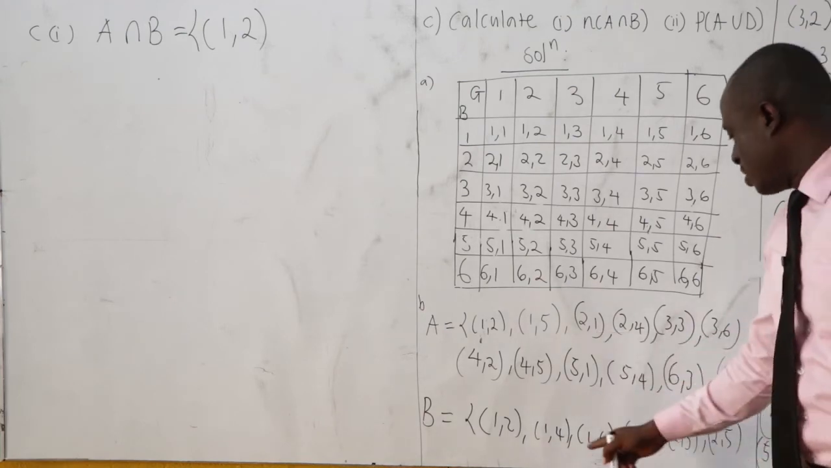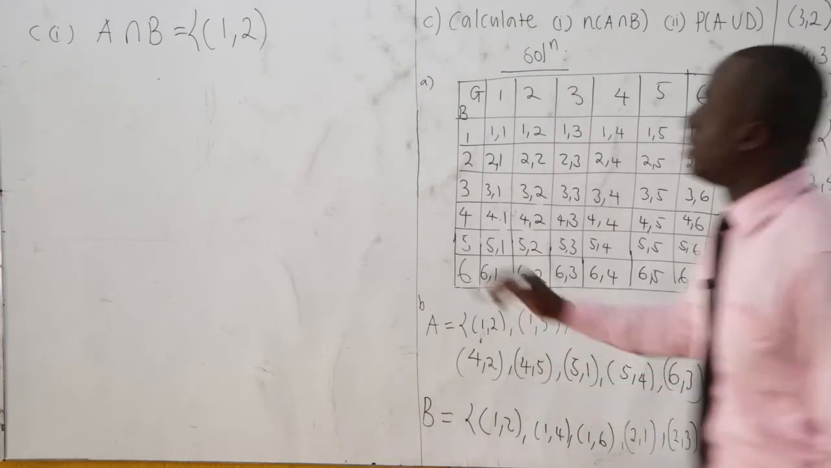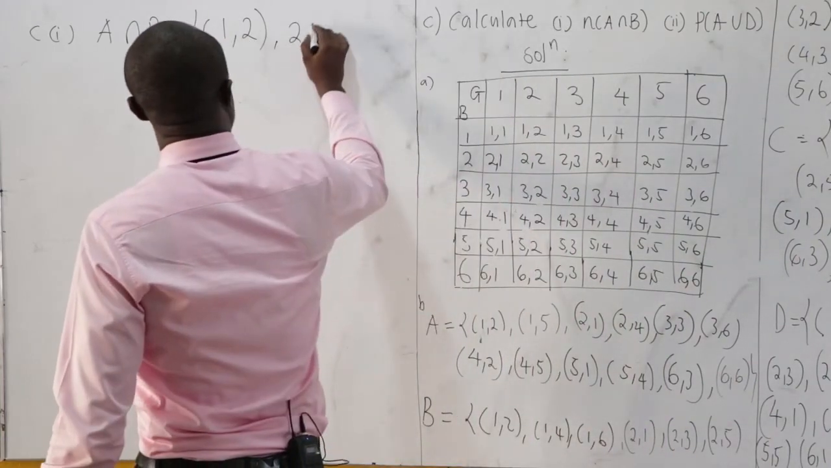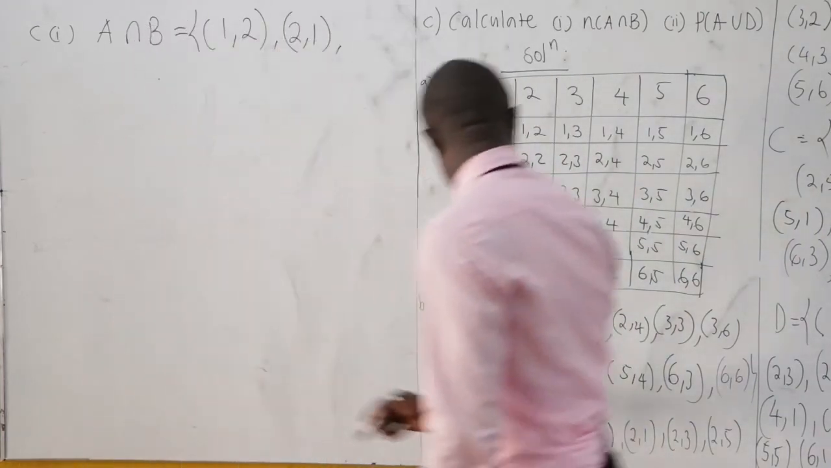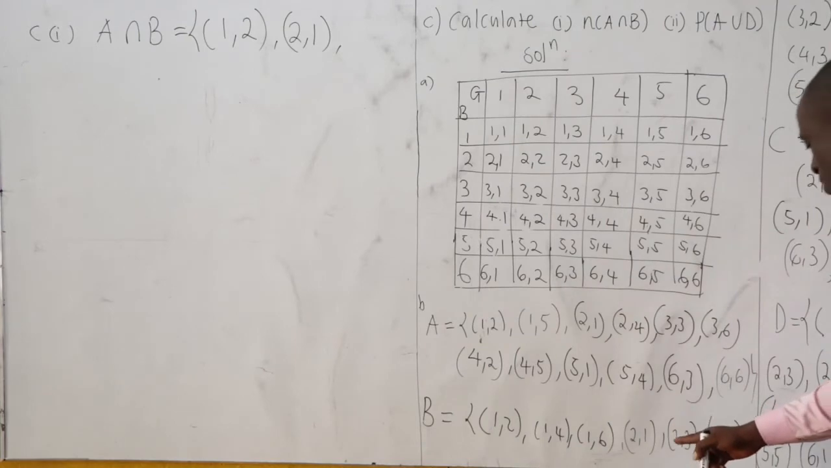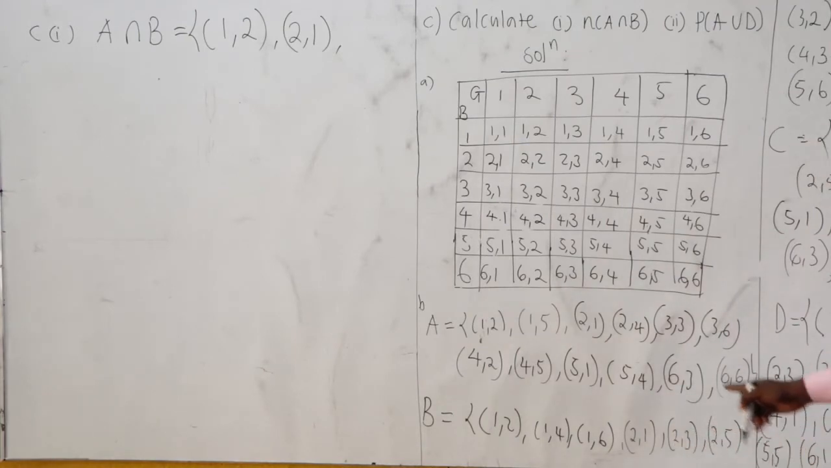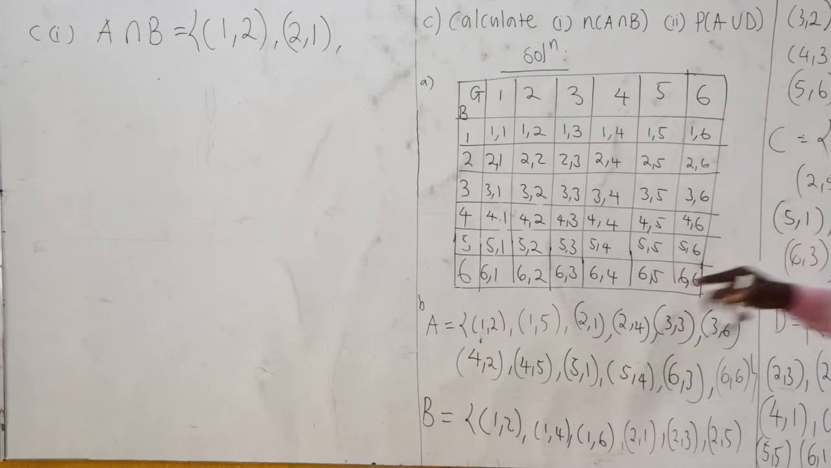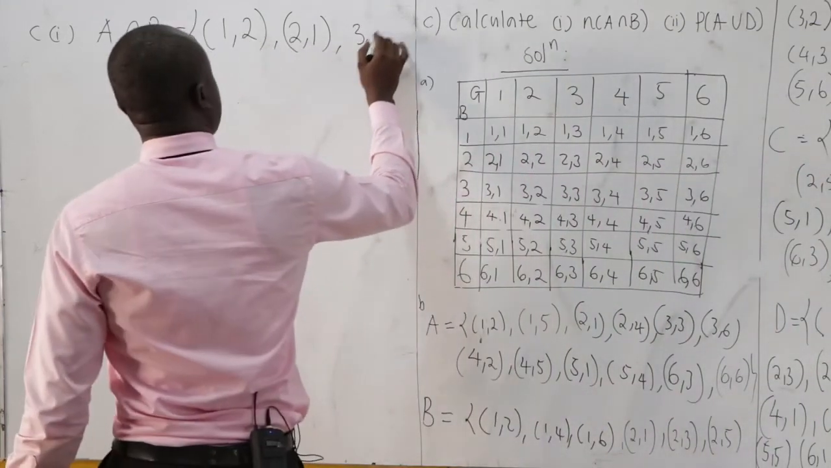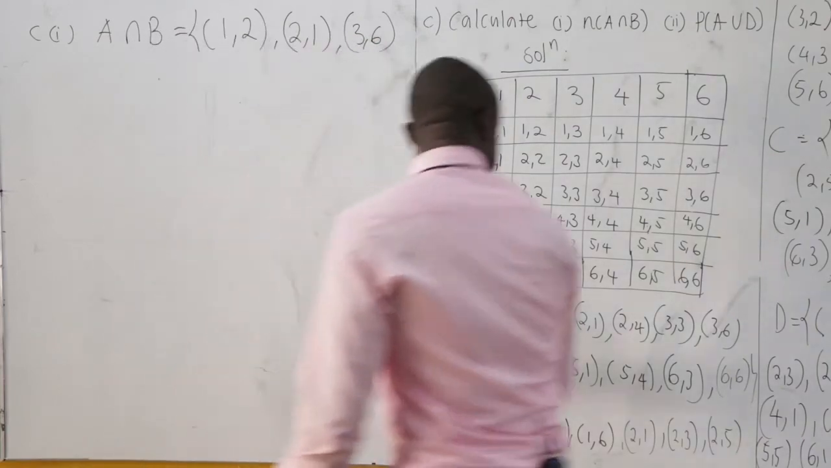2, 1. Do you have 2, 1 here? Yes, we have 2, 1. They are common. 2, 4. Do you have 2, 4 here? No, we don't have 2, 4. 3, 3. Do you have 3, 3 here? No. 3, 6. Do you have 3, 6 here? Yes. So we have 3, 6.